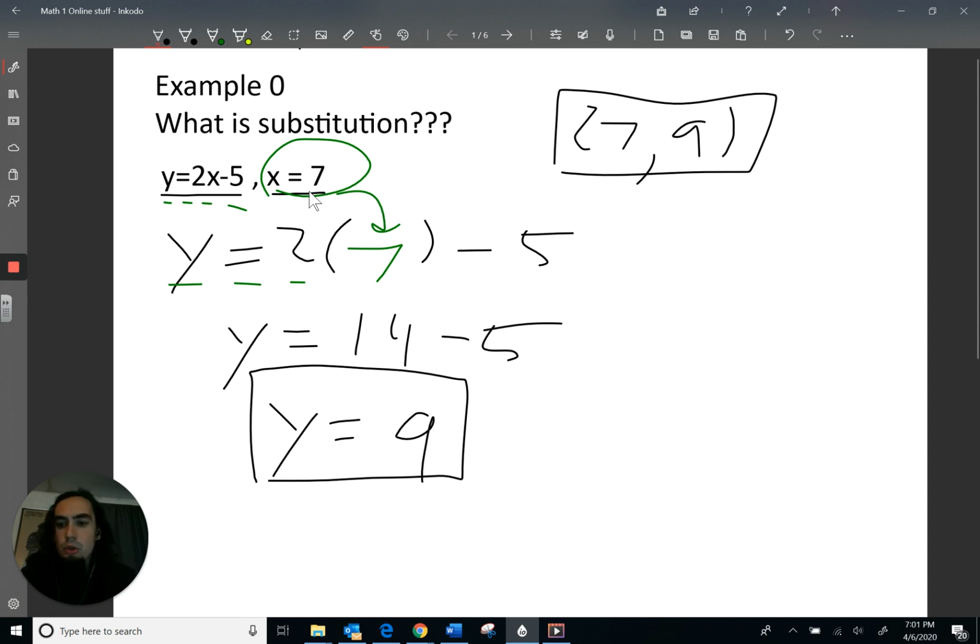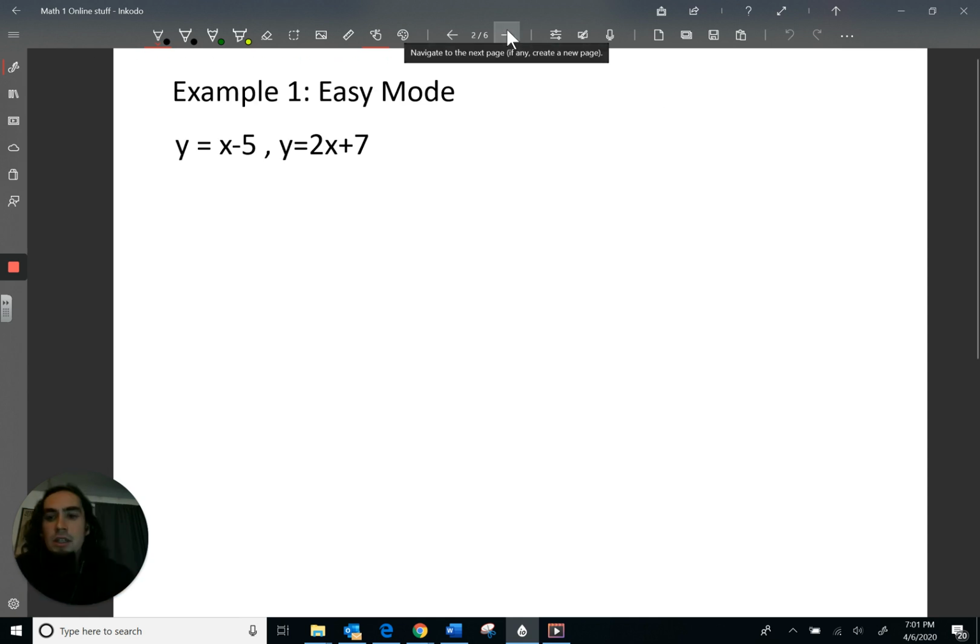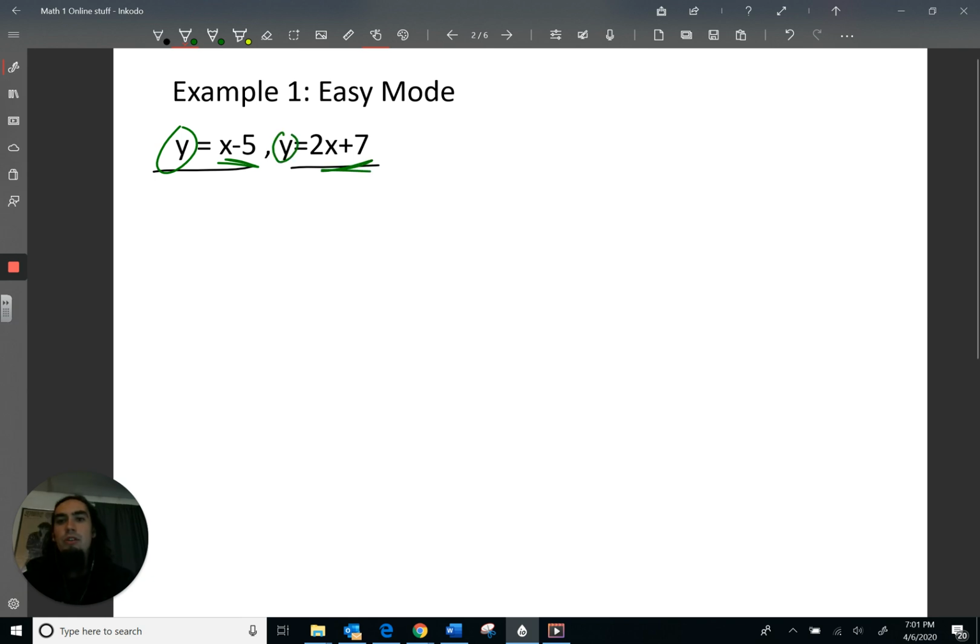Okay, so let's go ahead into the first real example. This was example 0. Even though this was a substitution problem, we're going to get into the ones that are more like what the homework is going to be like. So let's look at this. This is a pretty normal, pretty standard example. I've got y equals x minus 5 and y equals 2x plus 3. So I've got two equations for lines that are in slope-intercept form. And I'm noticing that they're telling us that y is equal to x minus 5. But we also know that y is equal to 2x plus 3.